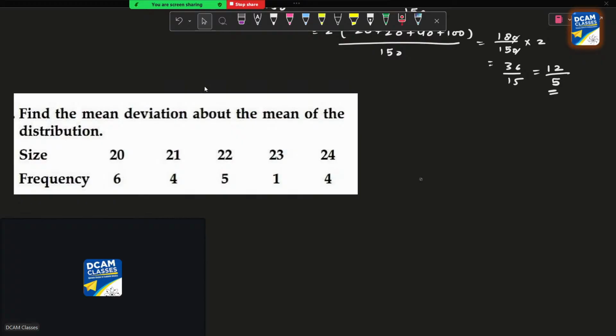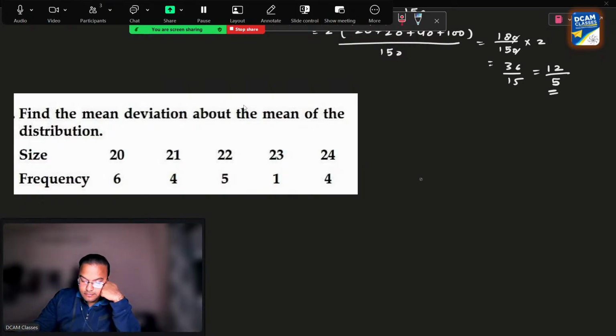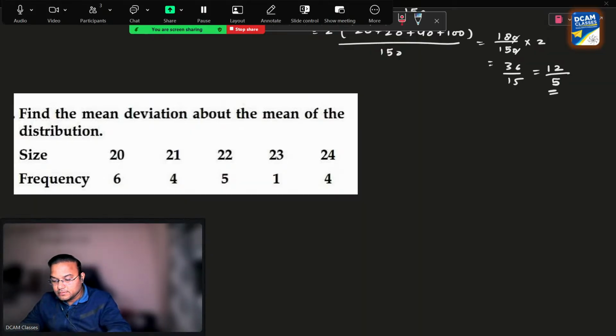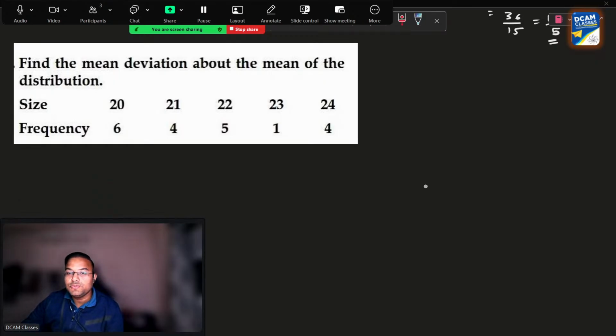Sir, 1.25. Correct. 1.25 is the answer. Anishka, do you want me to solve the question? See, let me show you.